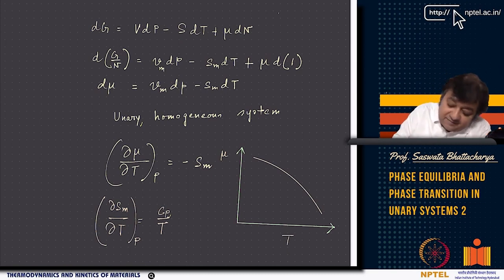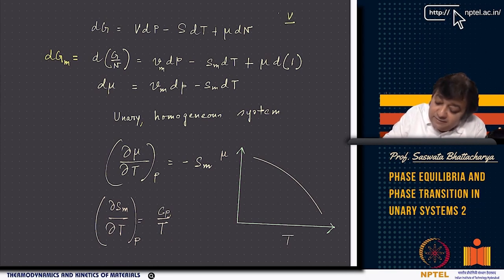Now, since I have a single component, I can write dG by N, which is nothing but dGm. So dGm equals dG by N, and everything gets divided by N. Volume by N is equal to Vm.